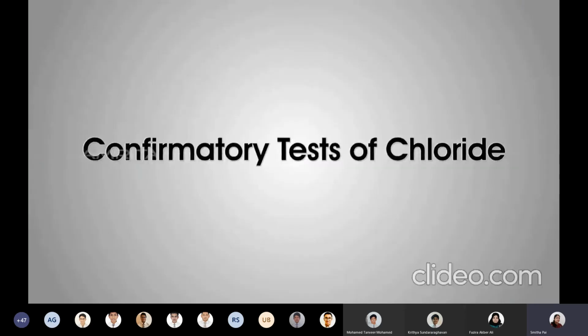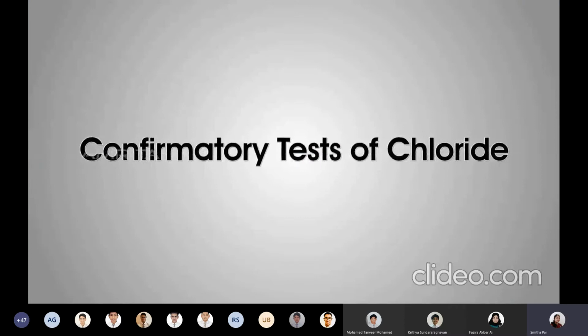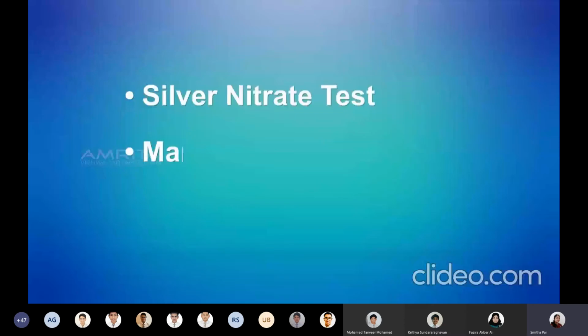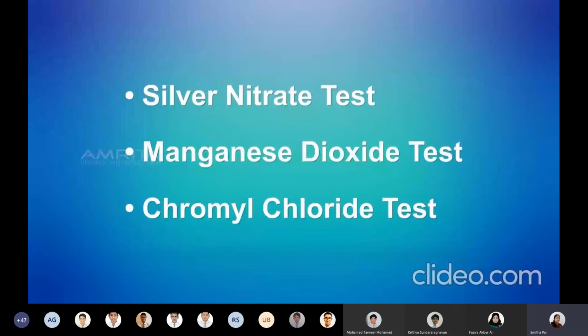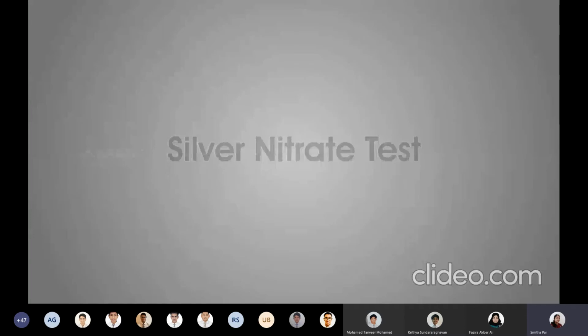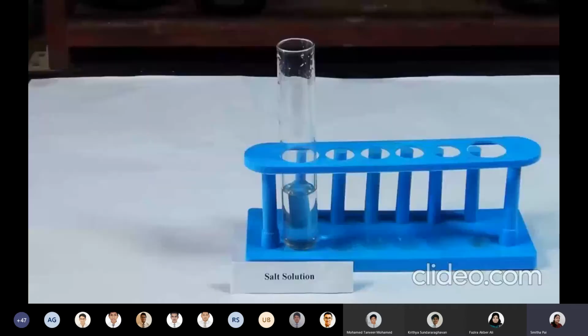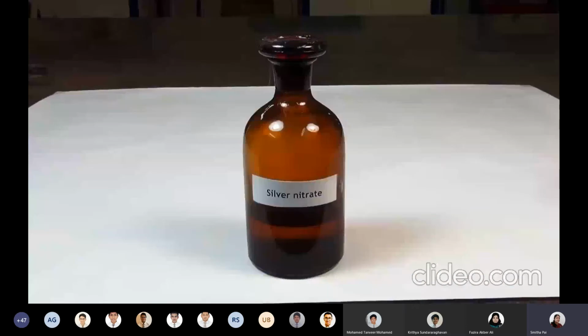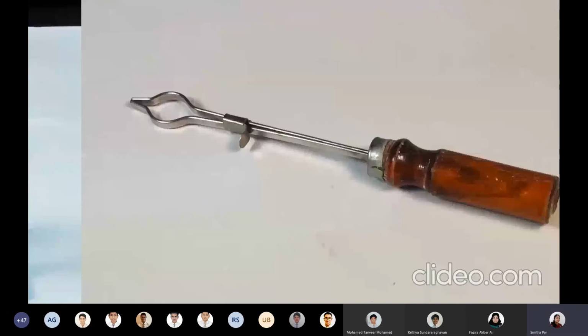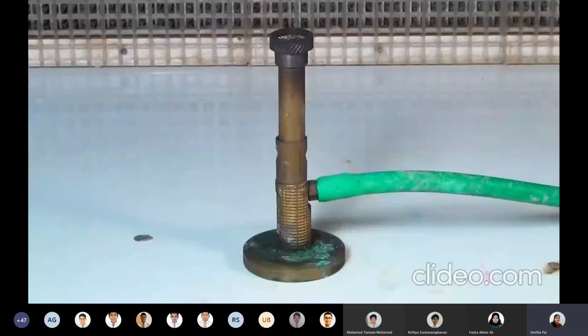Next, we look at the confirmatory tests of chloride. The confirmatory tests are silver nitrate test, manganese dioxide test, and chromyl chloride test. Silver nitrate test. Materials required: aqueous solution of the salt, silver nitrate solution, dilute nitric acid, test tube holder, droppers, and Bunsen burner.